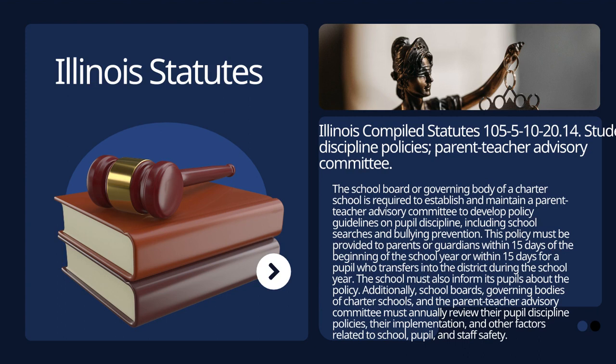This policy must be provided to parents or guardians within 15 days of the beginning of the school year or within 15 days for a pupil who transfers into the district during the school year. The school must also inform its pupils about the policy. Additionally, school boards, governing bodies of charter schools, and the Parent-Teacher Advisory Committee must annually review their pupil discipline policies, their implementation, and other factors related to school, pupil, and staff safety.